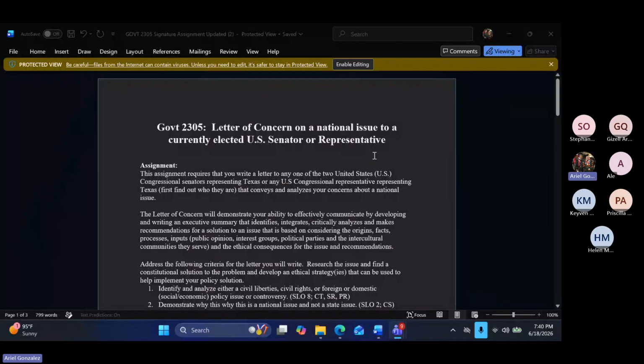Like I said, we're going to go back and forth here between 2305 and 2306, but again, the assignment is pretty much the same. To summarize, you are going to be writing a mock letter. It's not an actual letter that you're going to send off. Now, you can send it off if you want to. I've had students do that. But if you do send it off, please don't say that it's because I'm making you, because I don't want to get in trouble.